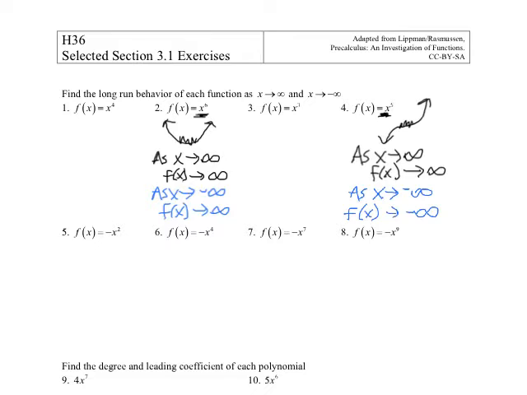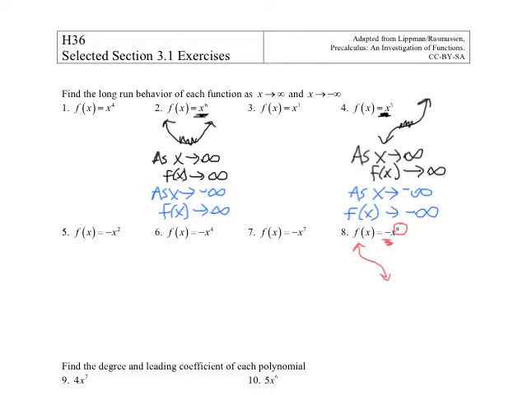So problems 5, 6, 7, and 8 are very similar. I'm just going to do problem 8 for you. What we have is an odd degree, so the ends go in opposite directions, and a negative leading coefficient. So they go in opposite directions, and the negative leading coefficient tells us that we have a general downward trend. So it kind of looks like that.